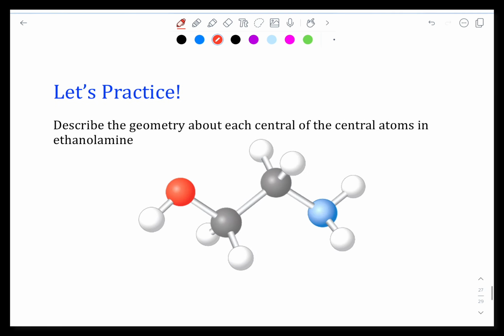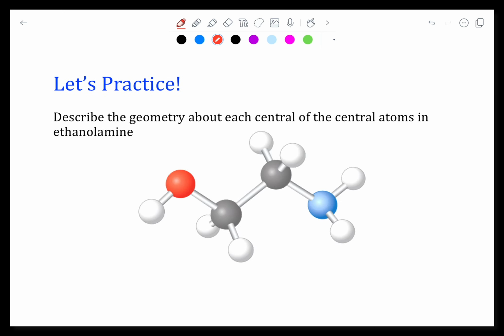Okay, let's keep on going. Okay, for this molecule, we want to describe the geometry of each central atom. Now I'll label these for you. This is oxygen, this is carbon, this is carbon, this is nitrogen, and these white guys are hydrogens. Okay, so the first thing we want to do is check our octets. Since we're going to be describing the geometry of each central atom, the oxygen, the 2 carbons, and the nitrogen, we want to just double check that we have all of our octets complete so we know our lone pairs.